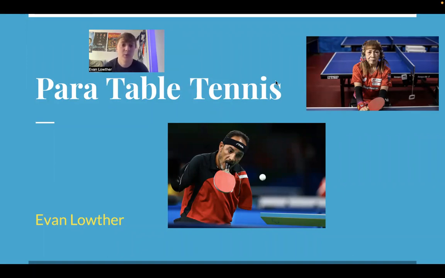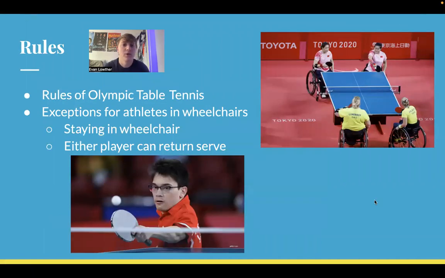So for my Paralympic sport, I chose para table tennis. The rules of para table tennis are mostly the same as Olympic table tennis and regular table tennis rules. The biggest exceptions come from athletes in wheelchairs. Athletes in wheelchairs have to stay in their wheelchair. If any part of their hip, trunk, or legs comes out of the wheelchair, that results in a point for the other team or the other athlete. And when playing doubles in wheelchairs, either player can return a serve instead of one specific person only being able to return the serve.